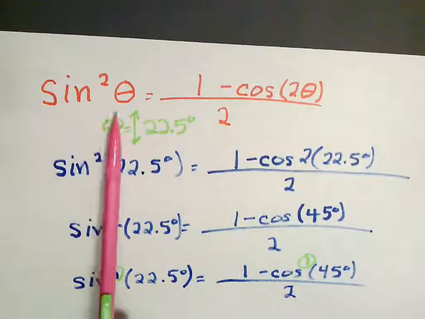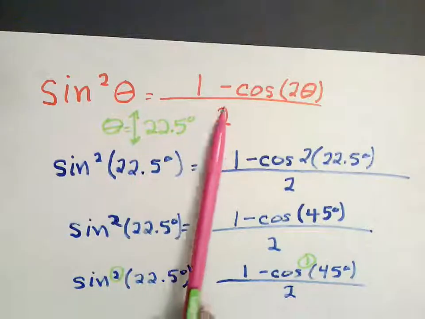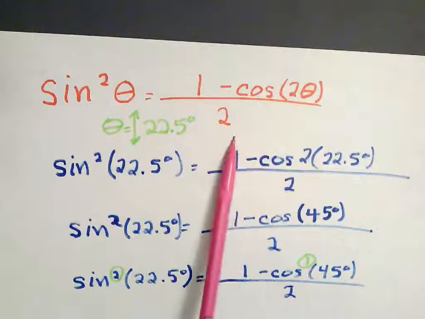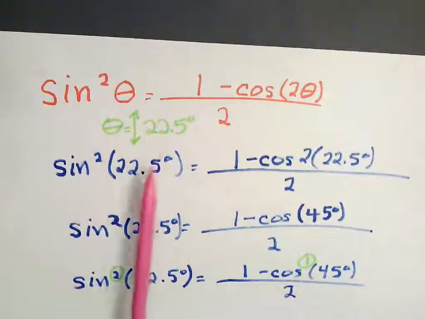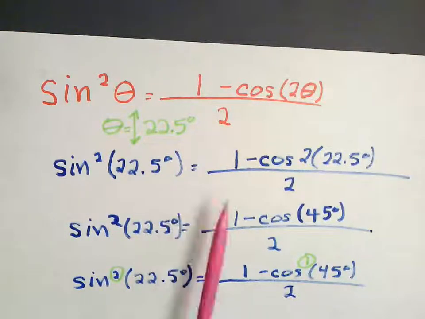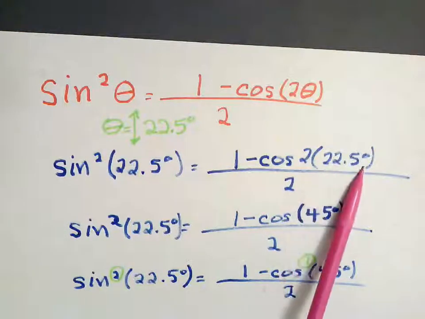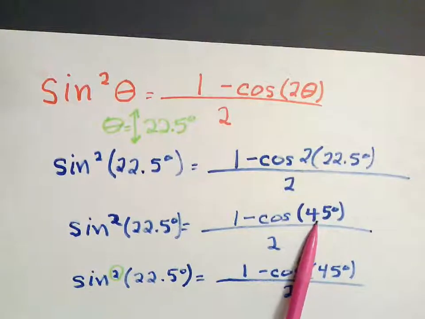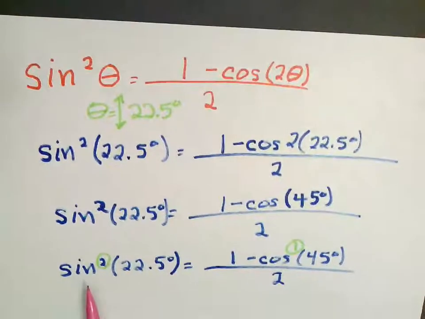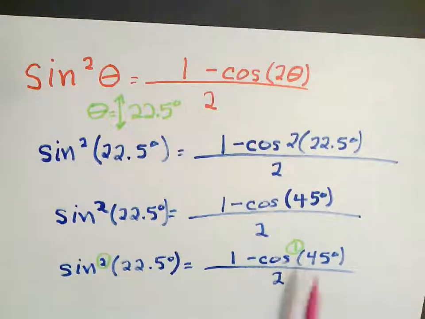We have sine squared of theta is equal to 1 minus cosine of 2 theta over 2. Theta here is 22.5 degrees. So twice 22.5 degrees gives us 45 degrees. And here we have the sine squared, an even power, which has been reduced to a cosine of a first power.